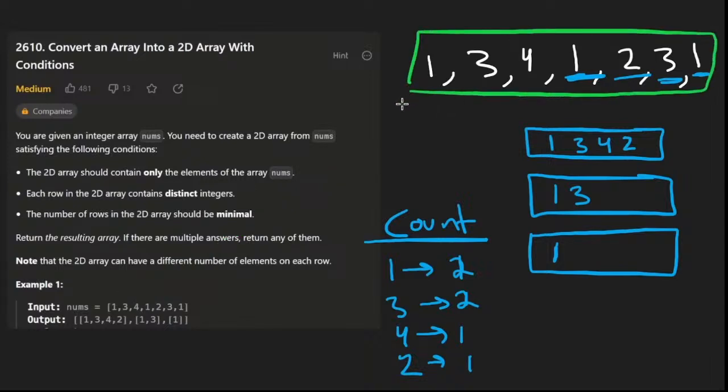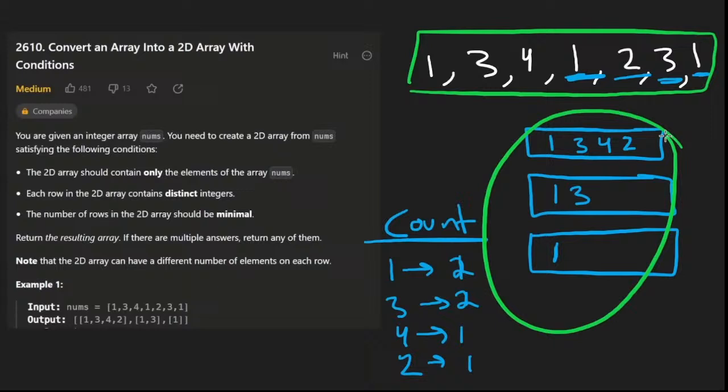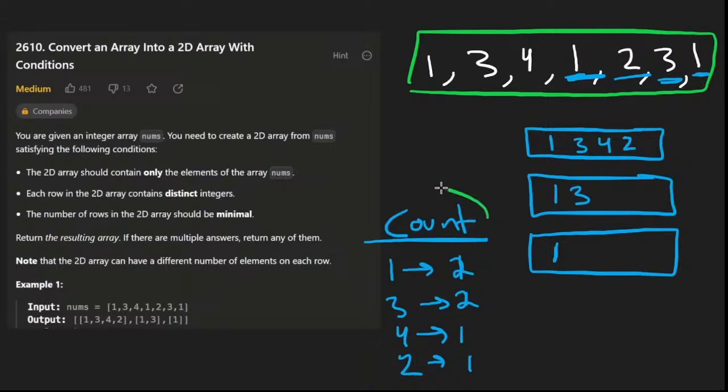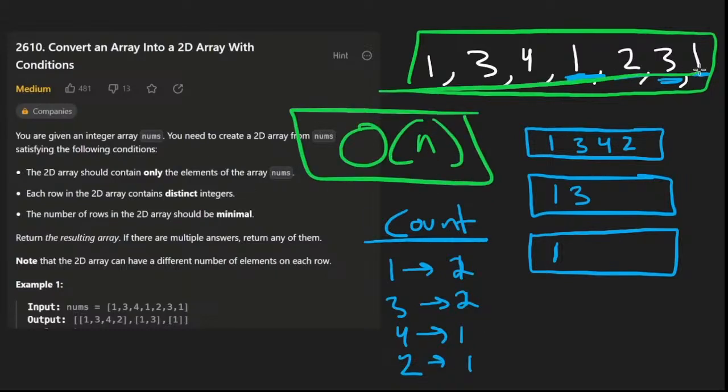For memory complexity, we are technically building the 2D array, but even if that doesn't count, we do have a hash map, which can be, in the worst case, the size of the input array. So time and memory complexity is going to be big O of n, where n is the size of the input array. Now let's code this up.